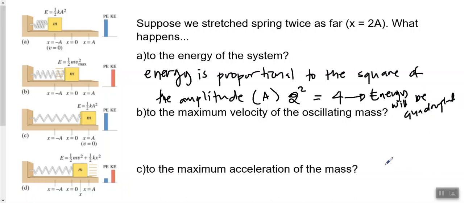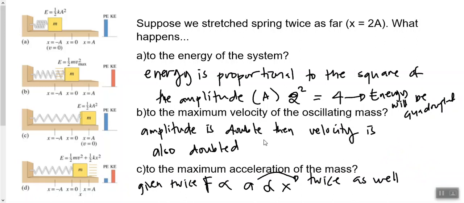Okay, so let's answer B and C. For letter B, if we look at the amplitude, it's related to the velocity. So if you double the amplitude, you also double the velocity. For C, what will be the maximum acceleration of the mass? Given twice the force, Newton's second law says force is directly proportional to the acceleration. So the acceleration will be twice, and also directly proportional to the displacement. So this is a way of applying the concept of energy to simple harmonic motion.